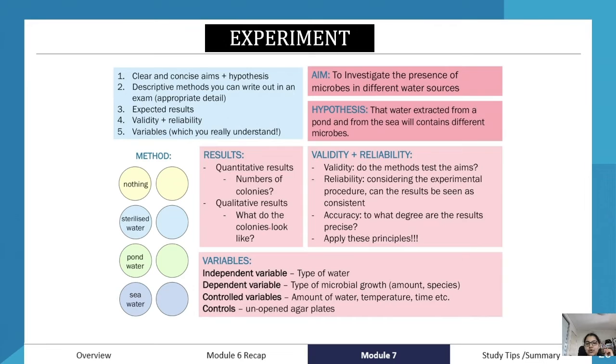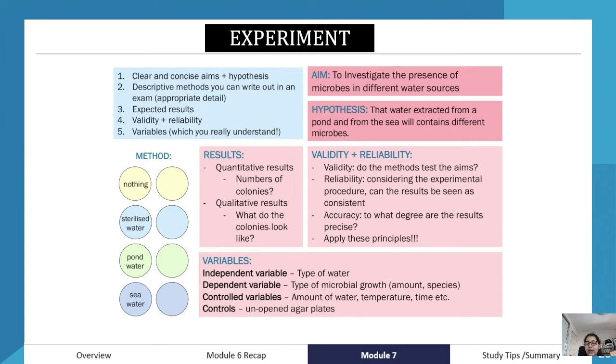But basically when it comes to experiments, you want to have clear and concise aims and hypotheses, right? So aim, what are we investigating? Then hypothesis, what will happen? What will we see? Then your descriptive methods you can write out in an exam, with appropriate detail. They can ask you to write out an experiment in the exam. I'm pretty sure they did that in 2021, if I'm not wrong. So something very similar to this.